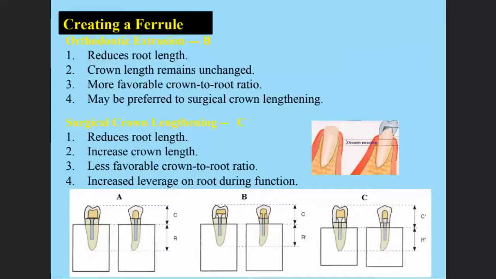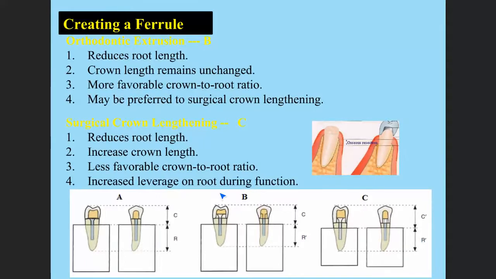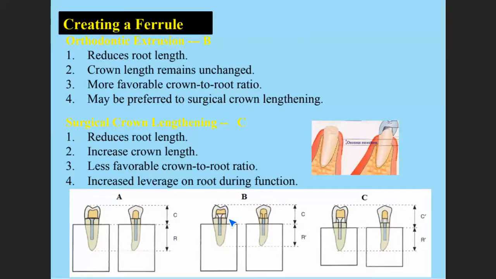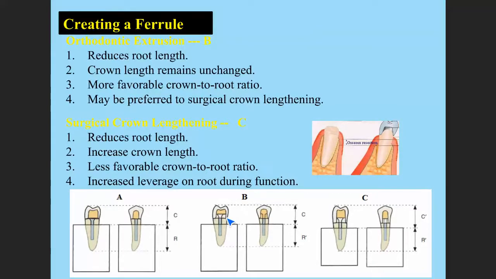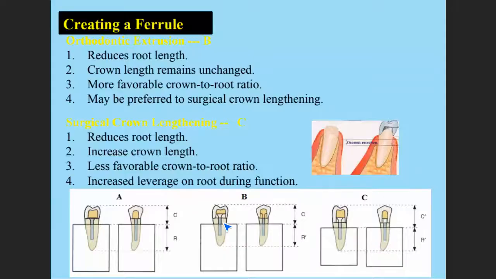How to create the ferrule? We can create the ferrule by orthodontic extrusion. So we can extrude the tooth. During extrusion, what will happen? The root length will be reduced, but the crown length will be the same, so it will not be affected. So we'll just extrude it to create the ferrule only. So the crown root ratio here will be favorable, and this is preferred to surgical crown lengthening.